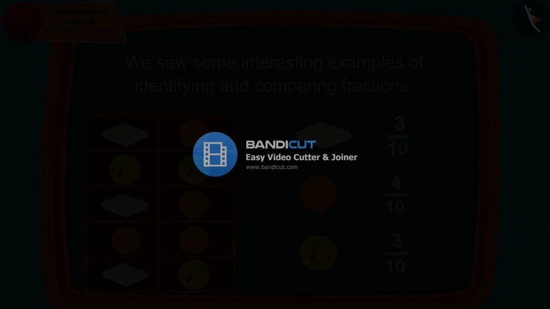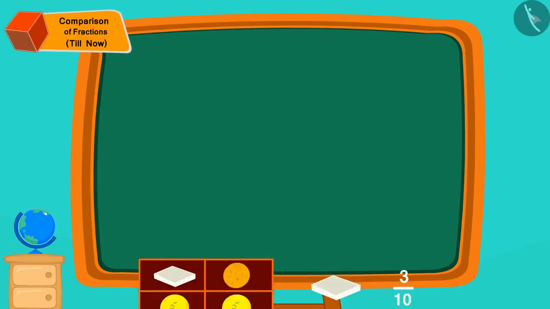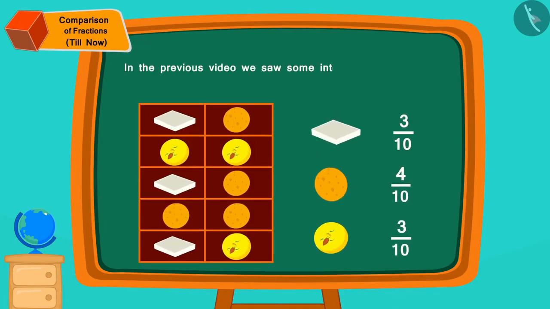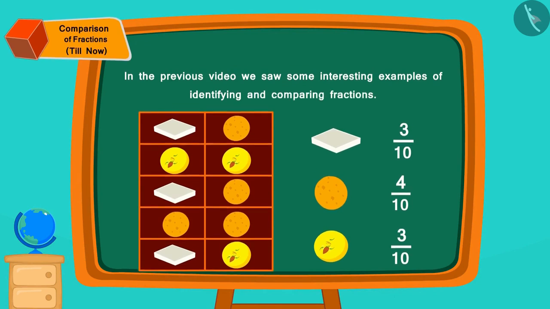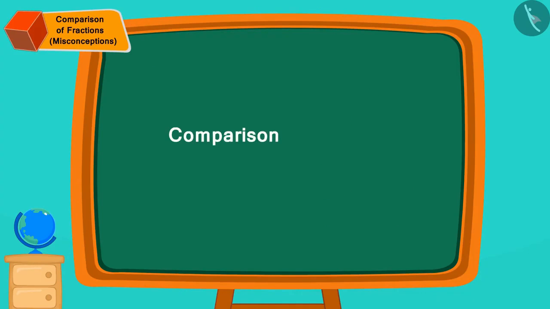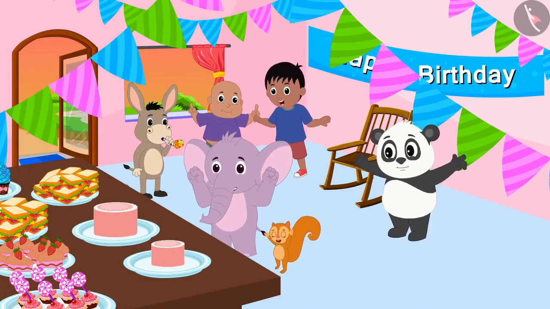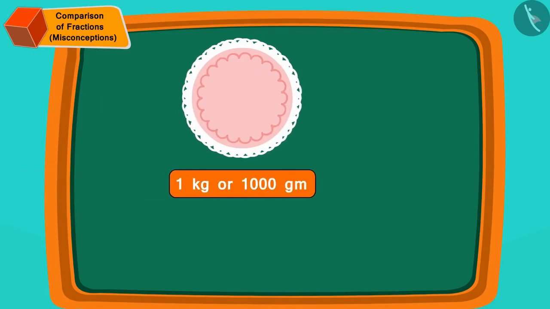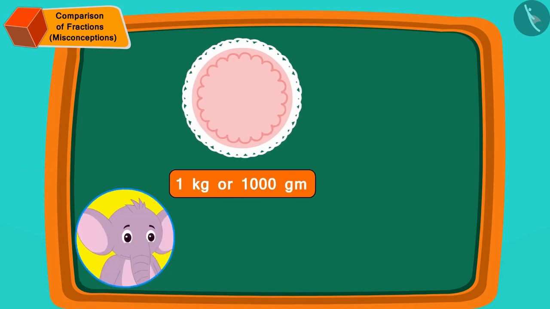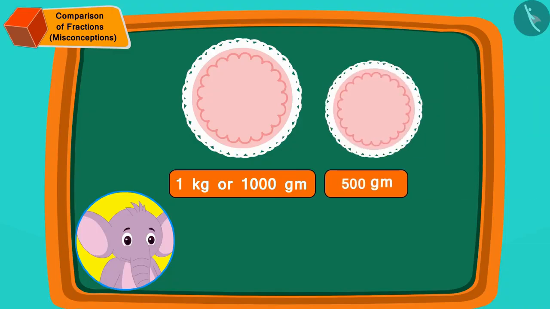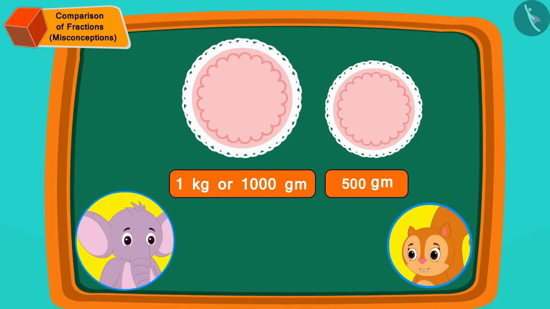Hello children! In the previous video, we saw some interesting examples of identifying and comparing fractions. In this video, we will see some misconceptions related to this. Today, Appu and Chanda are celebrating their birthday together. A 1 kg cake like this has been brought to celebrate Appu's birthday, and a small 500-gram cake of exactly the same design has been brought for Chanda.